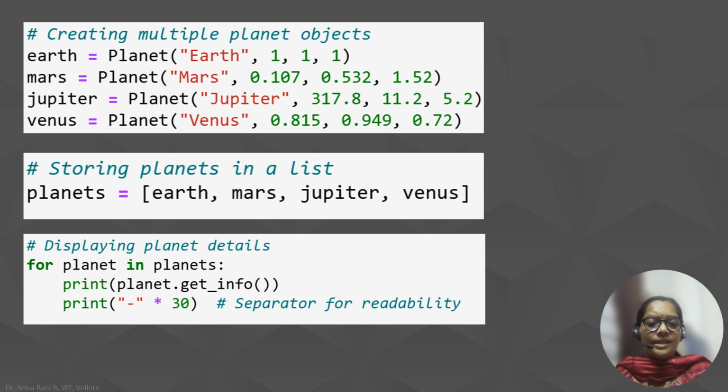Now with the help of an iteration, we can easily access each object from this list and we can display the info about each object. So the third snippet is showing how to display the planet details with the help of the for iteration. For planet is a variable, in is the membership operator and planets is the list we created and every planet's object will be taken now and get_info is the method which will retrieve the attribute values specifically given for the particular planet and we will be getting the output accordingly.